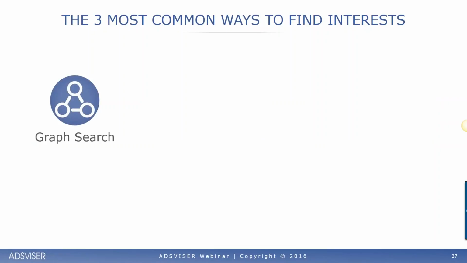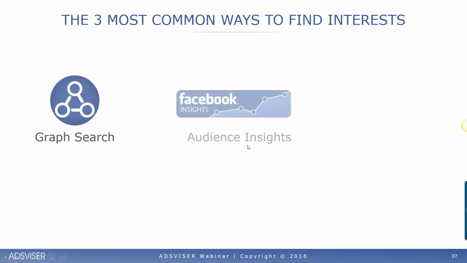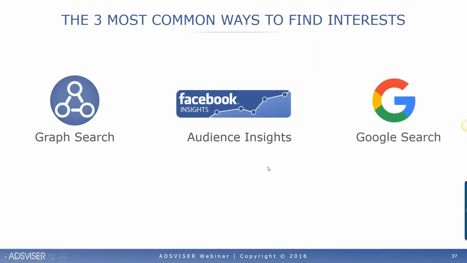Guys, we're going to start. So the three most common ways to find interests, okay? I'm sure you guys know this. Number one is graph search. Number two, in no particular order as such, is audience insights. What we're going to do is actually go through this, and you'll be able to see exactly what successful interest targeting looks like, and why Facebook doesn't really work in terms of audience insights. And we're going to go through Google search, just really, really quickly. These are the three main things, the 99% used to find interests.